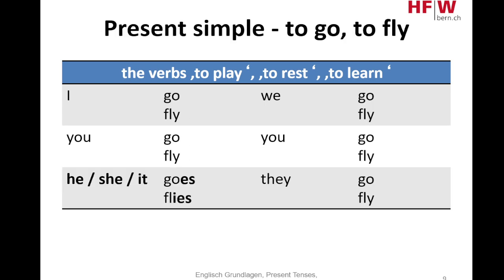Let's continue. Present simple, to go, to fly. So here, I go, we go. Or sometimes I fly, we fly. So we do not change y to ies. You go, you fly. So how about this? He, she, it. We need to add es.